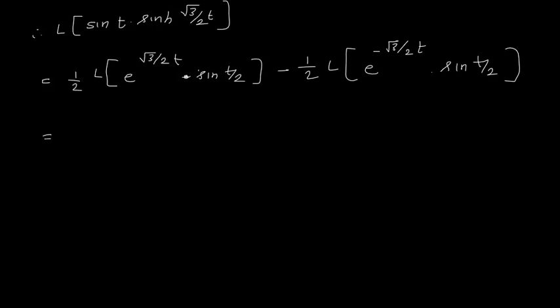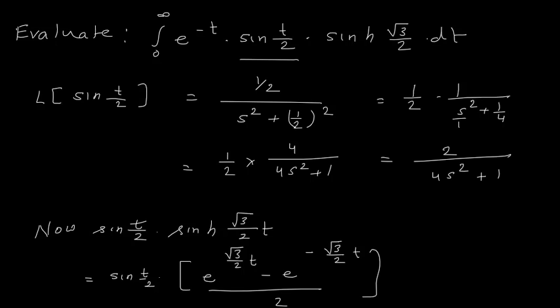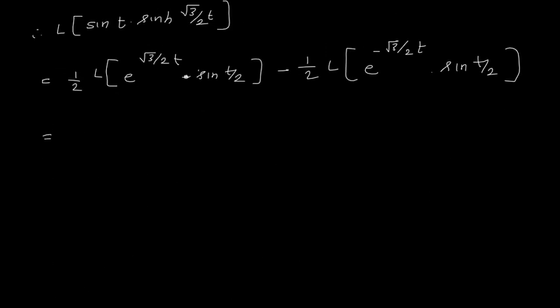Now what is the first shifting theorem? If we want to find Laplace of e power at into f of t, then it will be equal to phi of s minus a, meaning wherever there is s, it is replaced by s minus a. And if it is e power minus at, then wherever there is s it will be replaced by s plus a. So our answer for sin t by 2, we have found the Laplace as 2 upon 4s square plus 1.